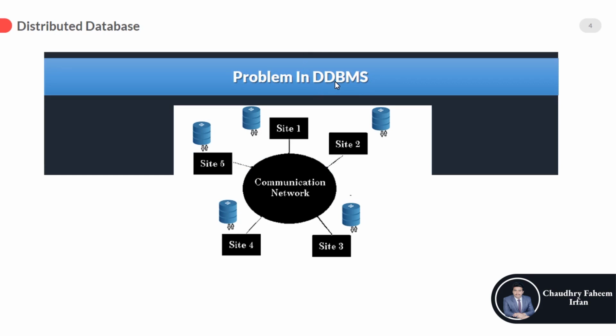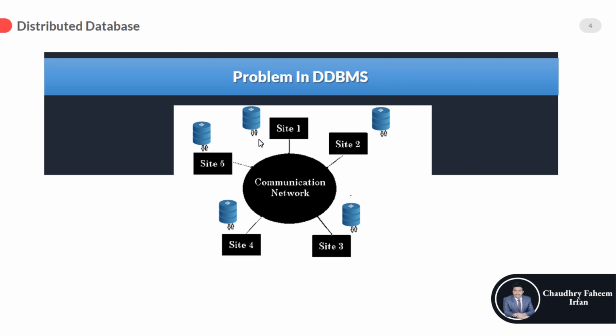Problem in DDBMS is that our database is here at site 1 and site 2, site 3. As we know, there is more than one database in a DDBMS environment. One of the major issues in DDBMS is query processing because our data is stored at different sites. And our problem is we want to fetch data from all the sites. So what is the best way to fetch data?